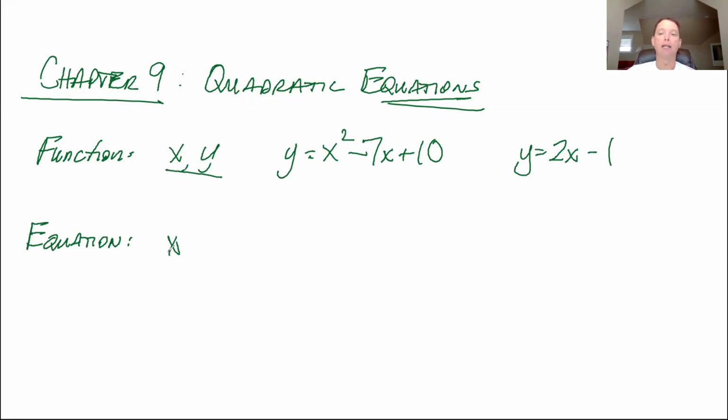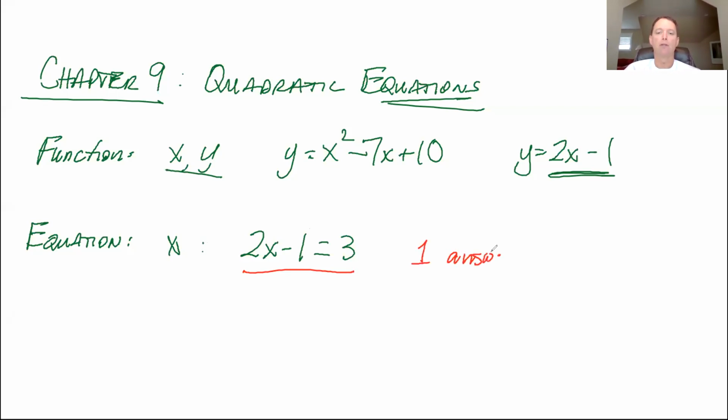So I might have something like 2x minus 1 equals 3. What that means when you have a problem like this is that you're looking for one answer. We would add 1, 2x equals 4, x equals 2, and we get x equals 2.